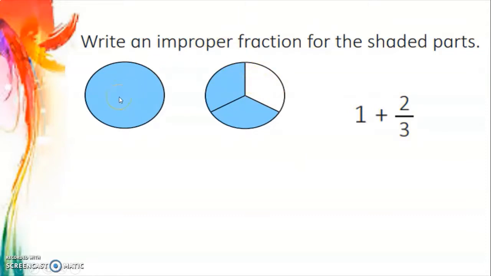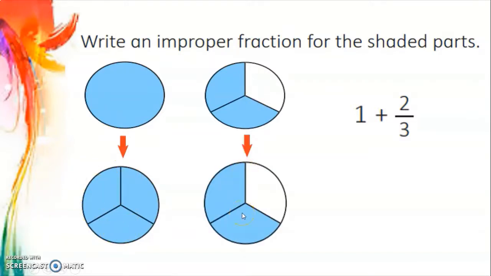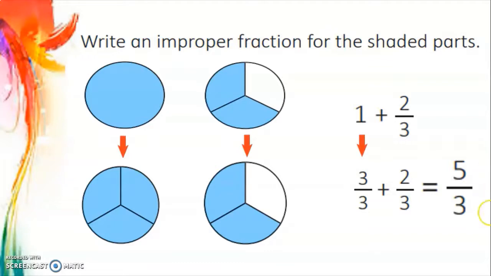So we're going to divide this into 3 parts. It looks like this, and here is still the same. So to have an improper fraction, the one here is 3 out of 3, so 3 over 3, and the other is still 2 over 3. So we have here 5 over 3. So the improper fraction is 5/3.